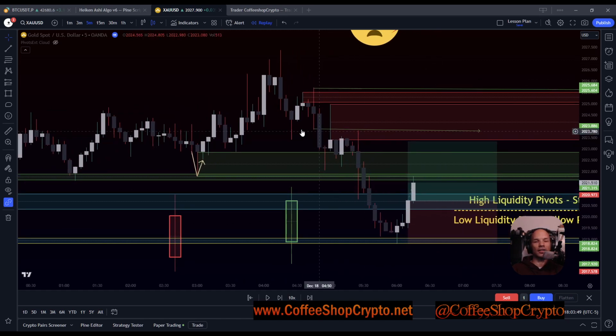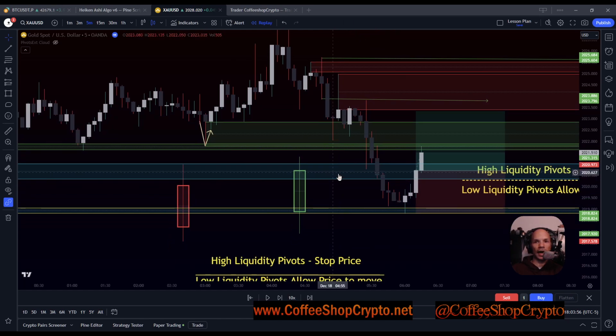So I drew a bunch of things on here. Let's get rid of a bunch of them. You want to trade to the high liquidity. If the only thing after high liquidity is low liquidity, you can expect price to just turn around. Like I said, high liquidity stops price. Low liquidity will allow price to go through it.